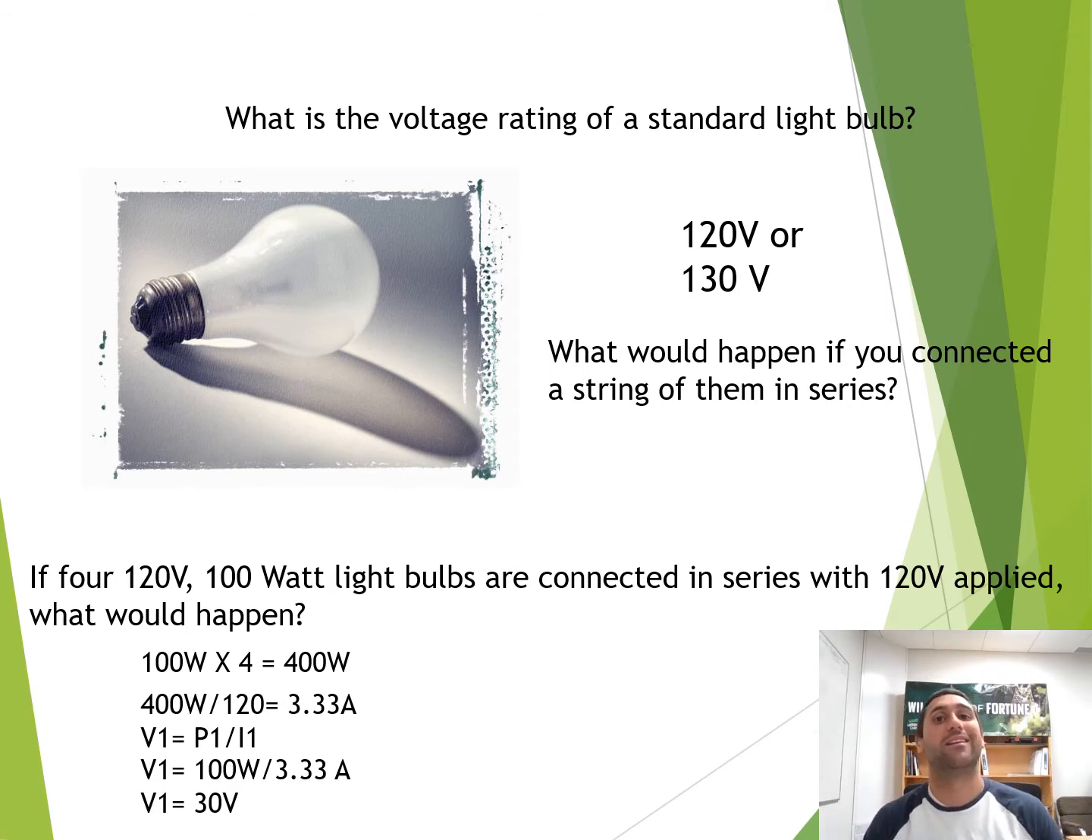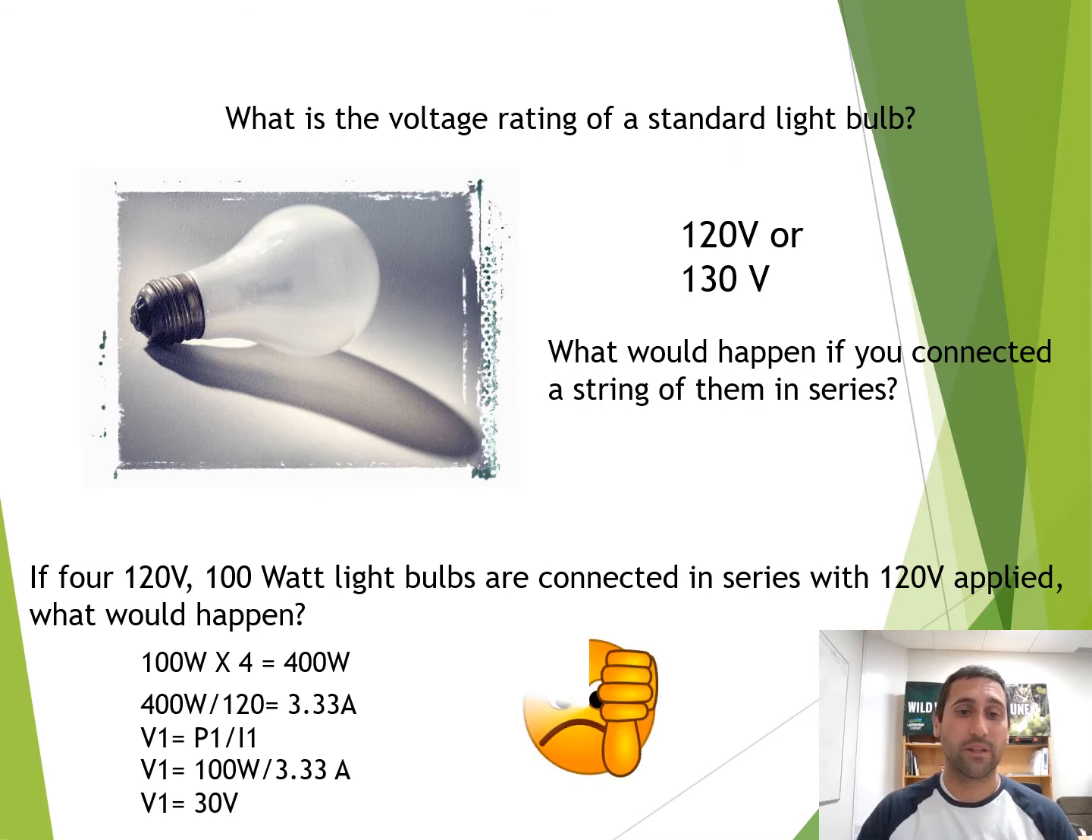That's going to be bad. This is why when we're hooking up light bulbs, we really want them to be in parallel, because with our voltage laws, the voltage in a parallel circuit is going to remain virtually the same across each one of those branches. So yeah, it's a big thumbs down for series.